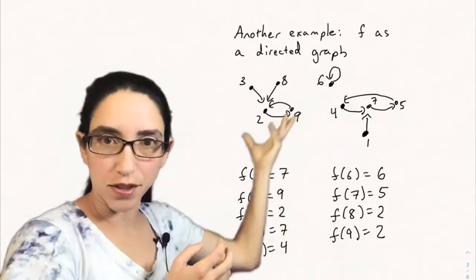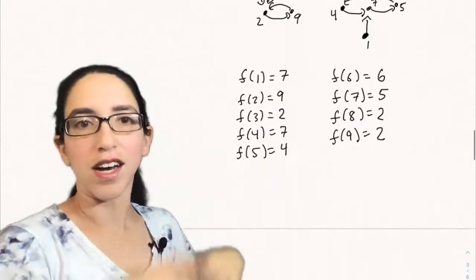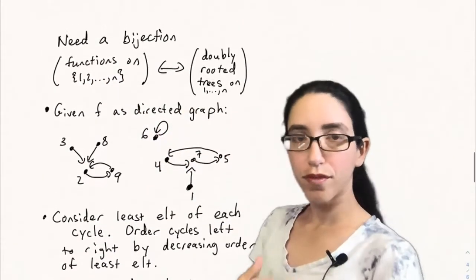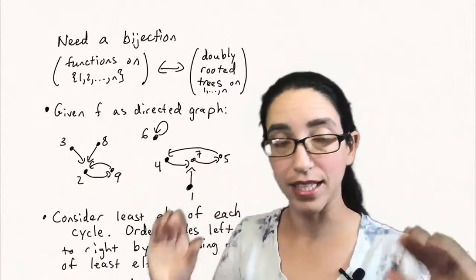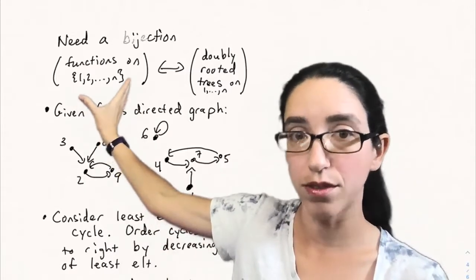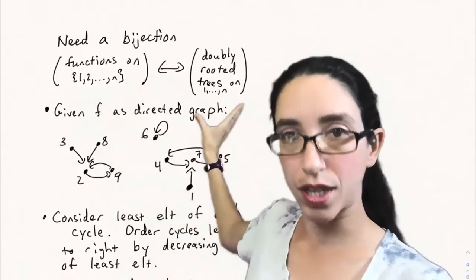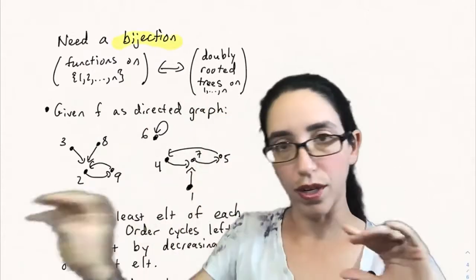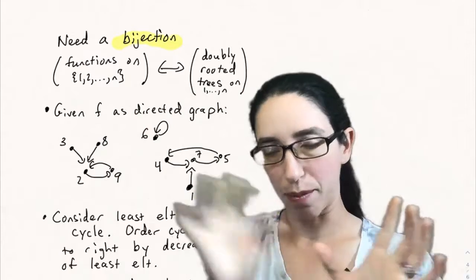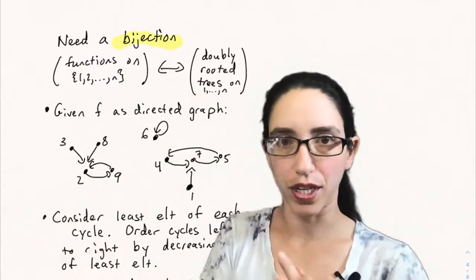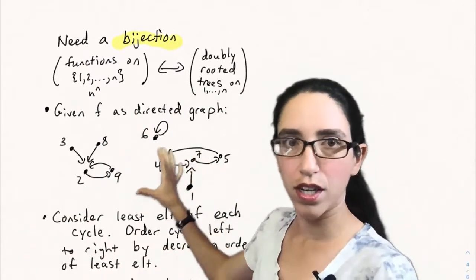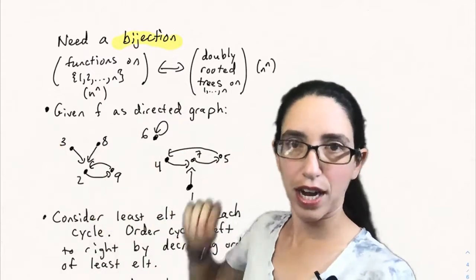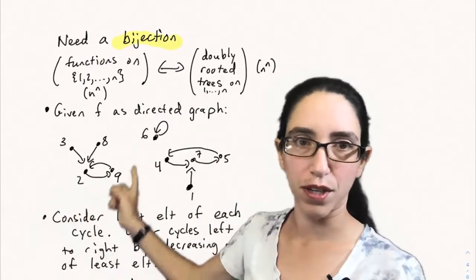And we can use these directed graph drawings to then make a tree to make this correspondence with the doubly rooted trees. Remember again, to prove Cayley's theorem, we need a bijection from these functions, which we're drawing as directed graphs, to the doubly rooted trees on 1 through n. We need a one-to-one correspondence, exactly matching up the functions with the doubly rooted trees. So how do we go from a function to a doubly rooted tree? Well, again, first we write this as a directed graph. So here's the function that we wrote above.